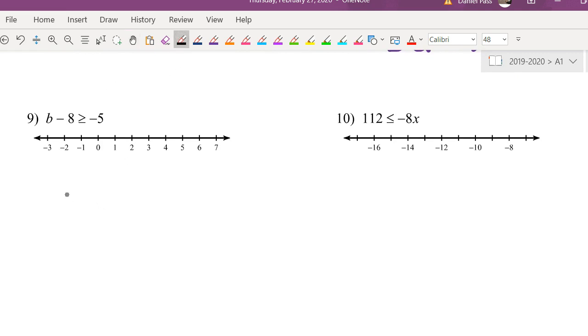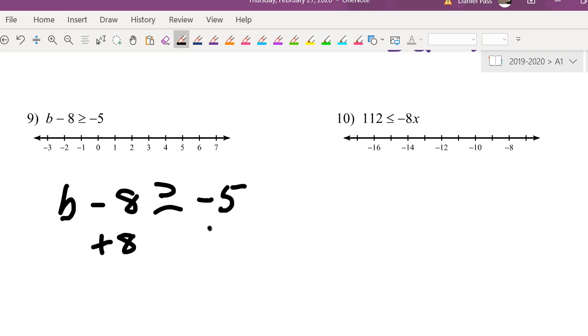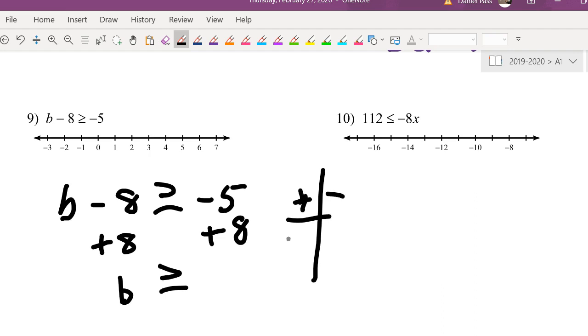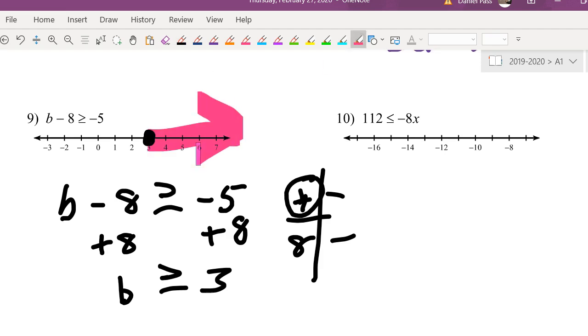Okay, b minus 8. What do we do on both sides? Quiet hand. Okay, so she said subtract negative, which is correct. So we're adding 8 on both sides. B is greater than or equal to... Wait a second. I got to be careful with my negatives. Okay, so B is greater than or equal to 3. I think I need to go to the right. Am I right, Kyle? Greater than or equal to? Yeah, to the right.